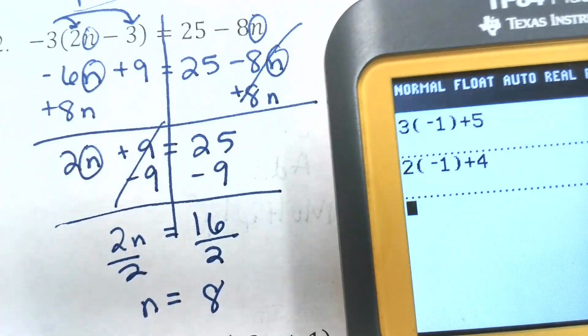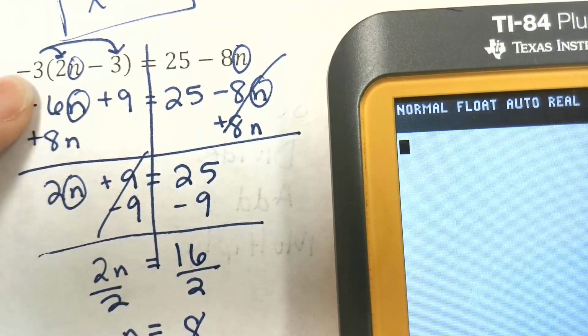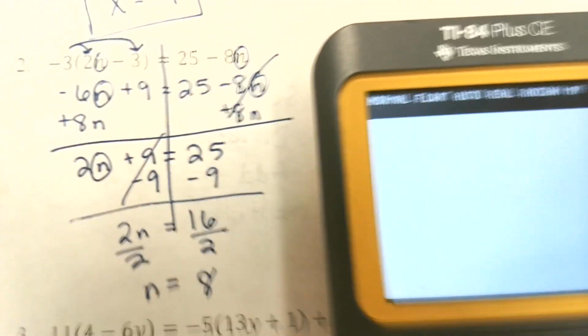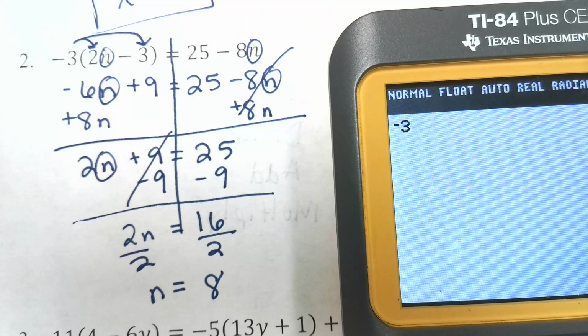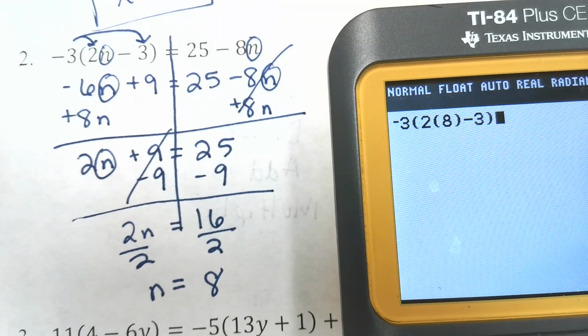Okay, what I'm going to do is I'm just going to put the checking in the calculator instead of writing it out. I'm going to type in the left side. So y'all do this with me. Negative 3 parenthesis. 2 times, what did we say n was? 8. I put it in a parenthesis. So 2 parentheses 8, close the parentheses. Minus 3, close parentheses.